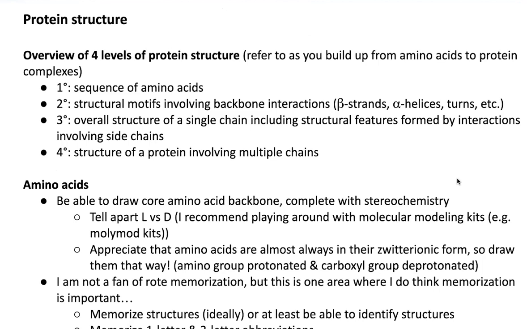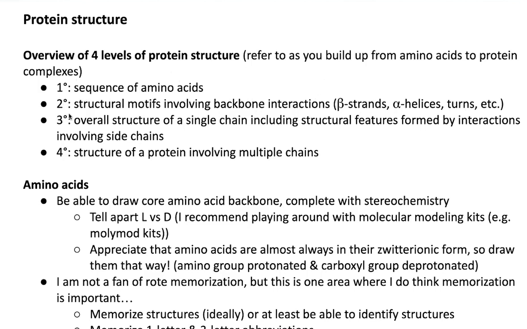Now let's talk a little bit about the underlying protein structure. There are basically 4 levels of protein structure. Start with an overview of them, and then refer to these as you build up from amino acids to protein complexes. The first level, the primary structure, is just your sequence of amino acids. The secondary structure is structural motifs involving backbone interactions. You get hydrogen bonding interactions between the backbones of the amino acids, forming things like beta strands, alpha helices, and turns.